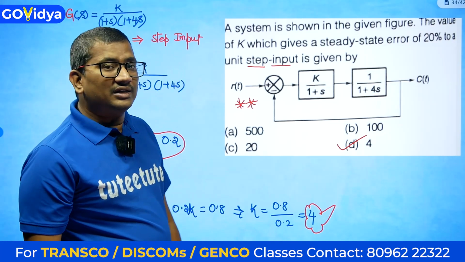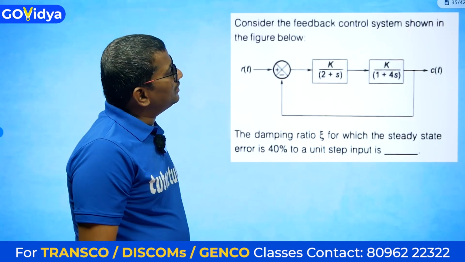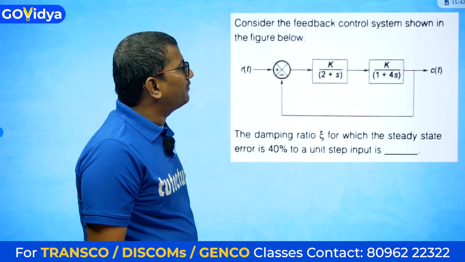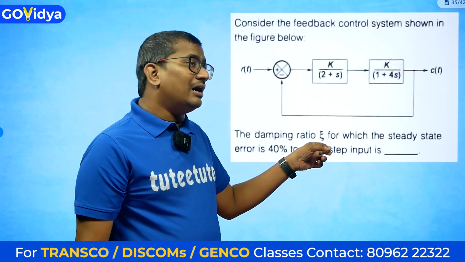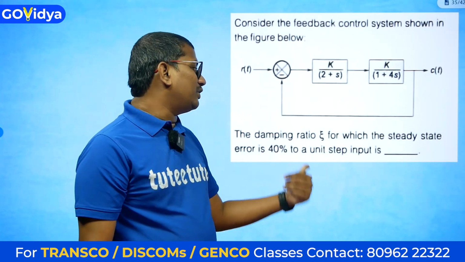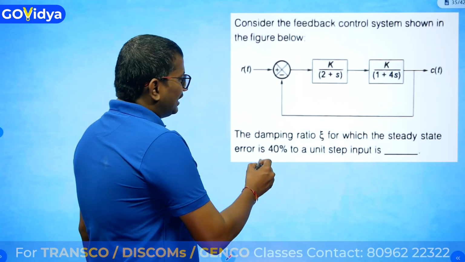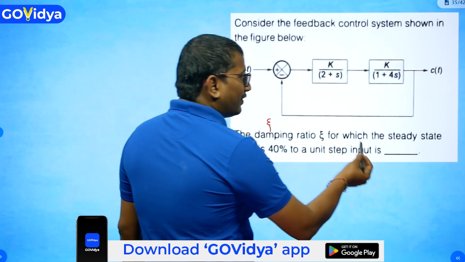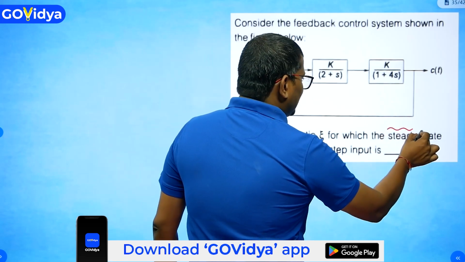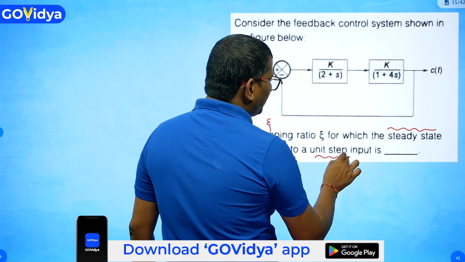Now let us see the next question. It is also a similar model. Consider the feedback control system shown in the figure. This is the feedback control system. The question is the damping ratio zeta for which the steady state error is 40% to a unit step. So it is somewhat interesting. They are asking what is the zeta for which the steady state error is 40%, for which input? Unit step input.